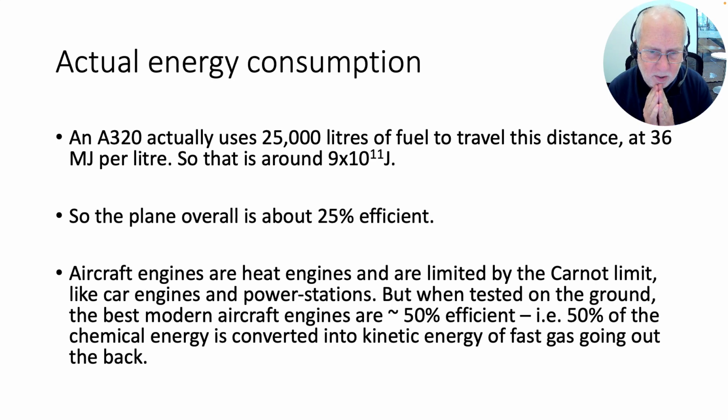So why is that? Now when we talked about cars, we immediately thought that they've got a low efficiency because of the Carnot limit. And that is the case here, but that's not the entire story. Aircraft engines are heat engines and are limited by the Carnot limit, just like car engines and power stations. But when tested on the ground, the best modern aircraft engines are like 40 or 50% efficient, much more than this 25%. So that explains half the gap, but we're still going to need something else to explain the other half of the gap.